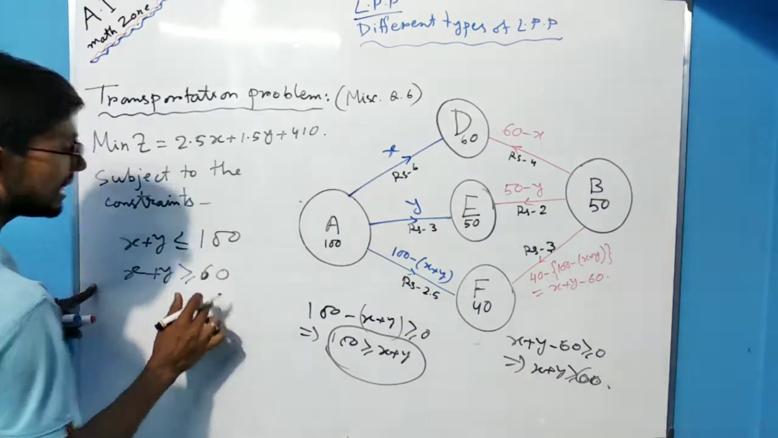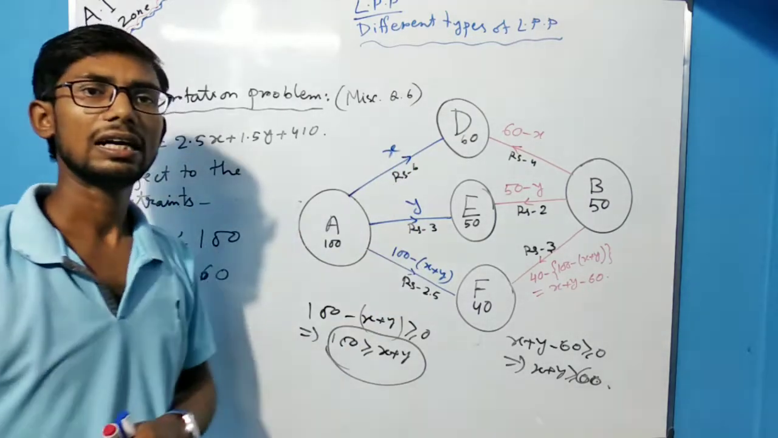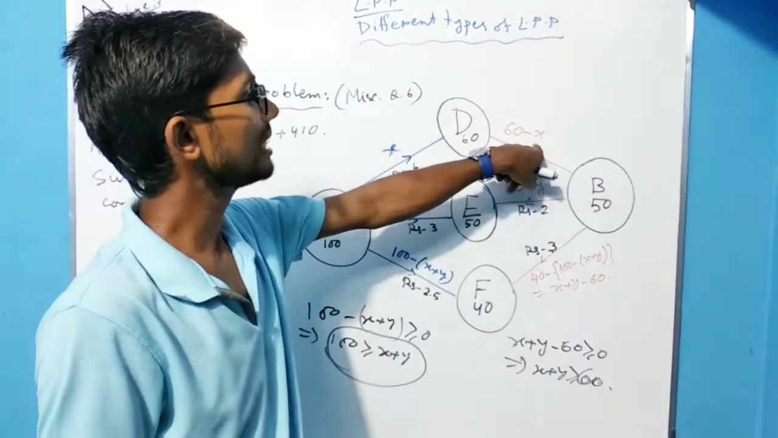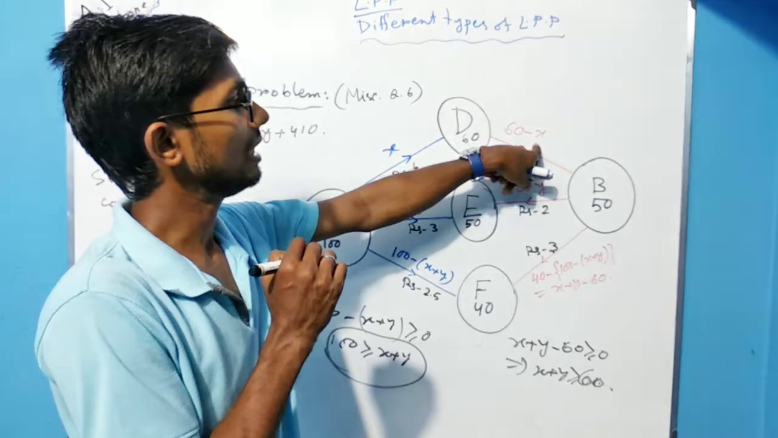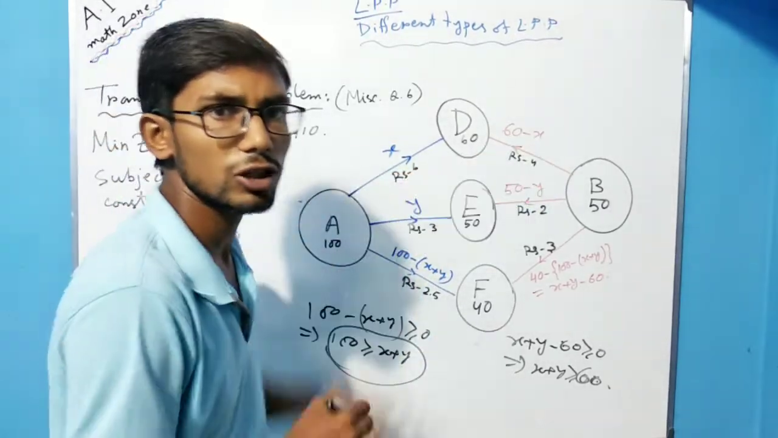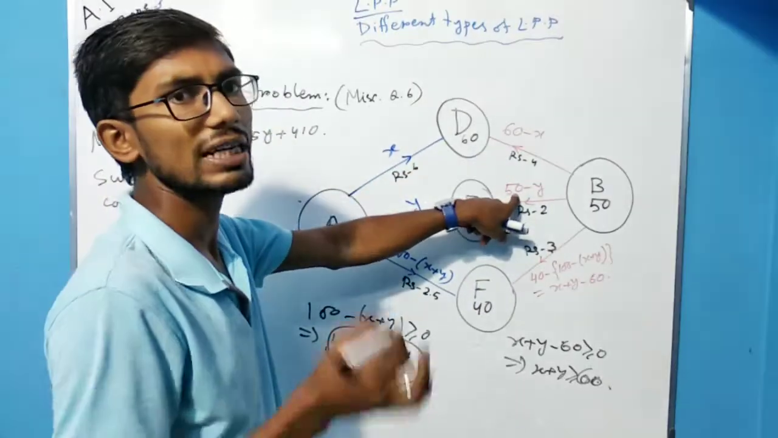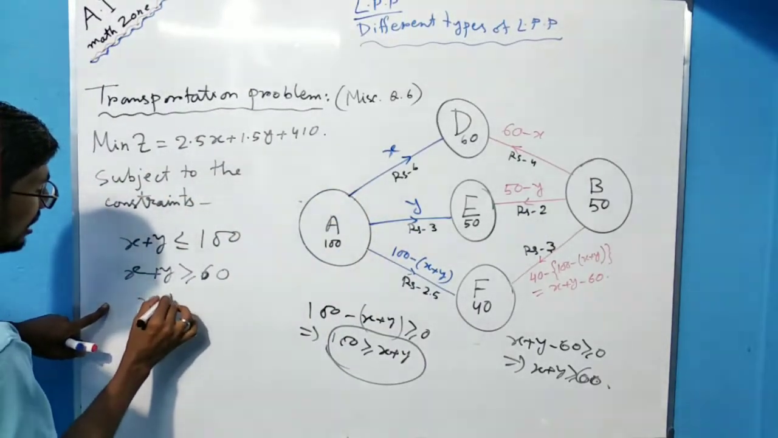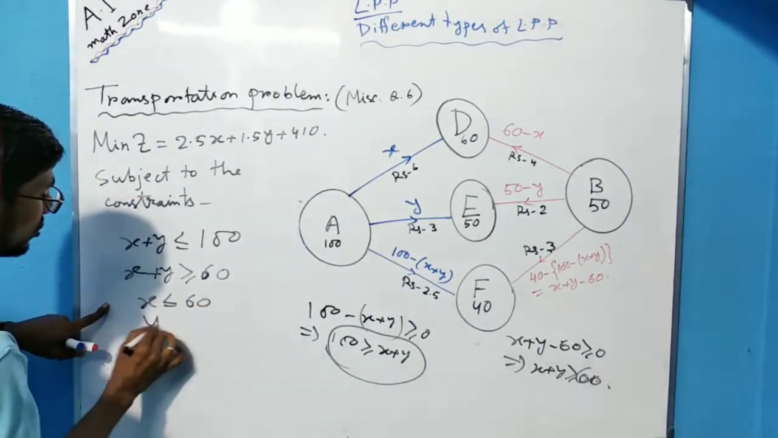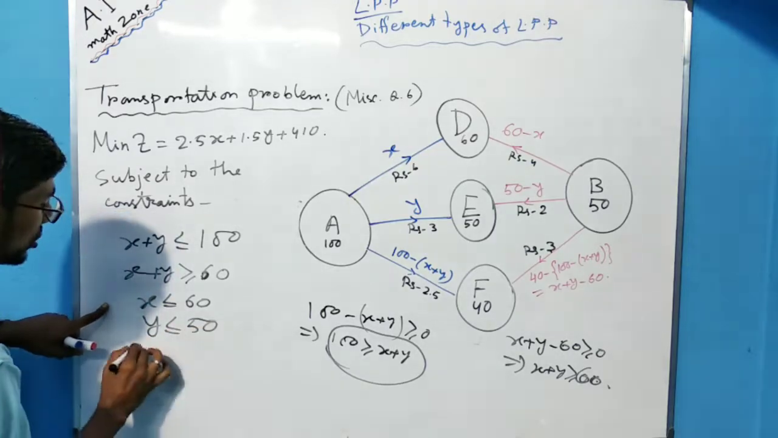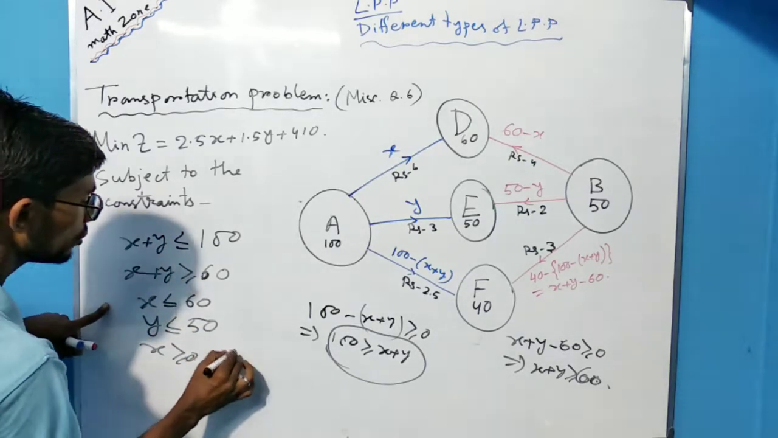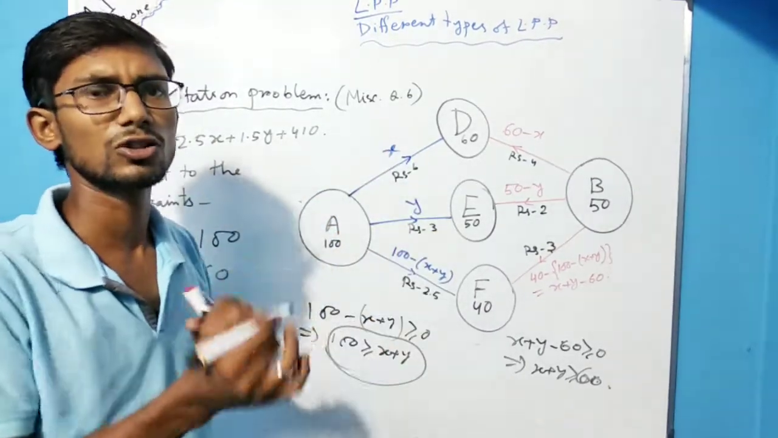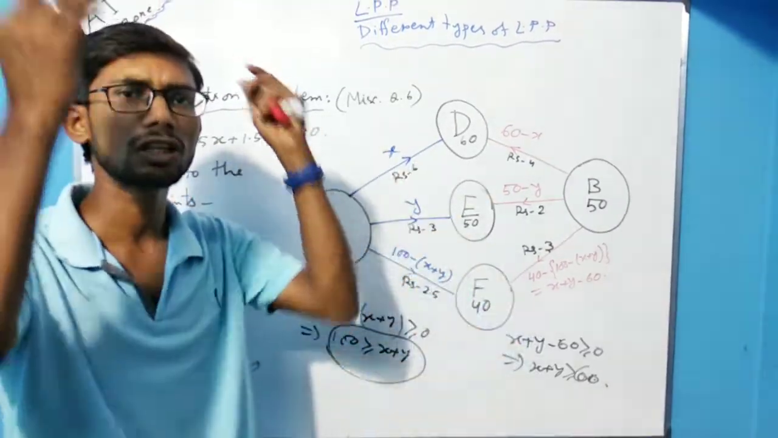Next, x and y must be greater equals to 0. Once again, if we take this one greater equals to 0, then we get x is less or equals to 60, and this one y is less or equals to 50. So x is less or equals to 60, y is less or equals to 50, x greater equals to 0, y greater equals to 0. Just take all of these greater equals to 0, and you will get all the constraints.